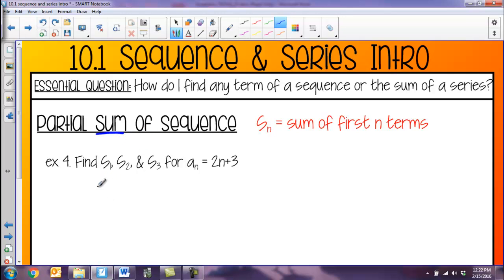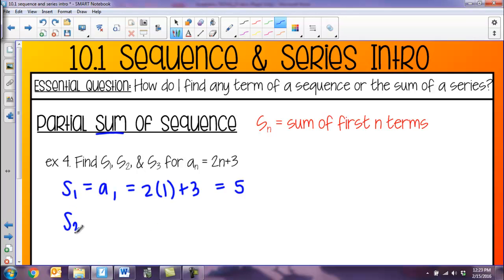So if I wanted to find S sub 1, I would take the first term and go ahead and add them up. So I know that then I need a sub 1, just 1. So I'll plug in 1 wherever I see an n. And I know that my first sum would just be 5.